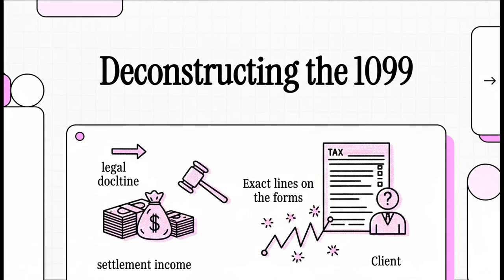You know, there are few things that cause more headaches for tax pros than trying to figure out how to handle a client's legal settlement. The biggest risk? Your client gets hit with a huge and completely wrong self-employment tax bill. So today, we're going to break down the entire process, from the core legal principles to the exact lines you need to use on the tax forms so you can handle this like a pro.